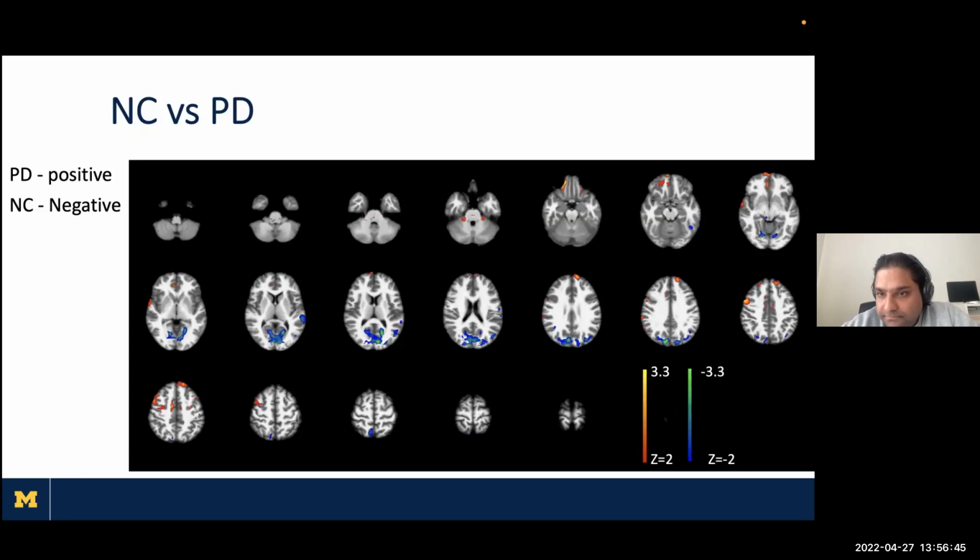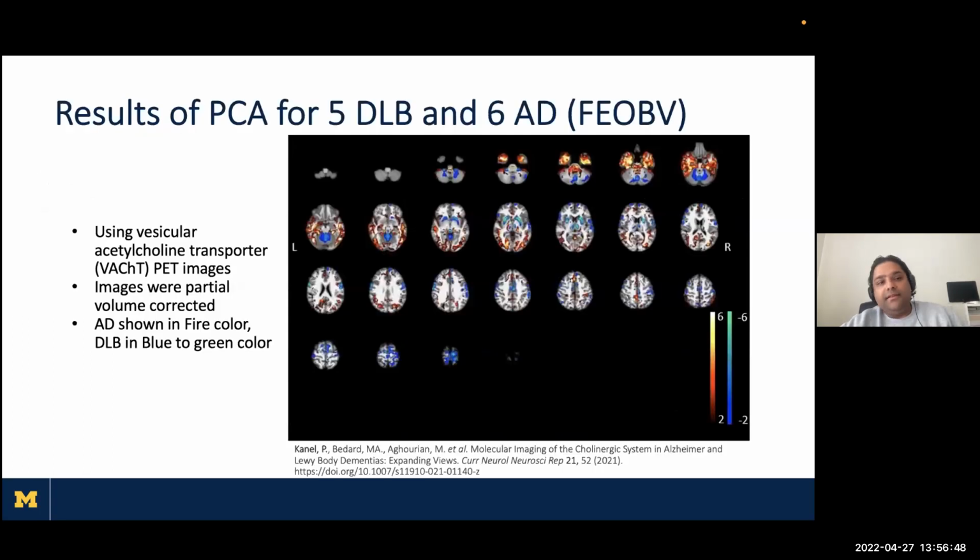So this is another example where we did a PCA on acetylcholine images, where we look at DLB and Alzheimer's. We had 5 DLB subjects and 6 Alzheimer's subjects. Both were with vesicular acetylcholine transporter PET images. We did partial volume correction, with AD in fire color and DLB in blue to green color.